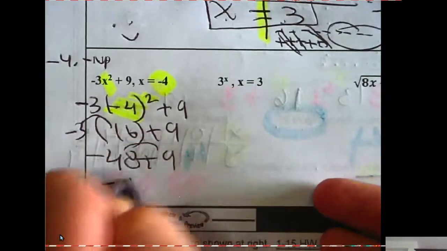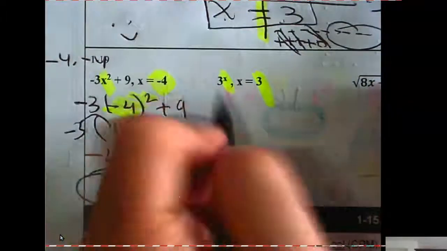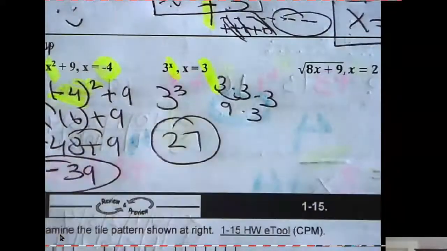All right. Okay, more review. This is all review for you, okay? So plug in. -3 times -4 squared plus 9. So, -4 times -4, 16 times -3. Calculator. Done. Take this, plug it in here. That means 3 times 3 times 3. 3 times 3, 9 times 3, 27.